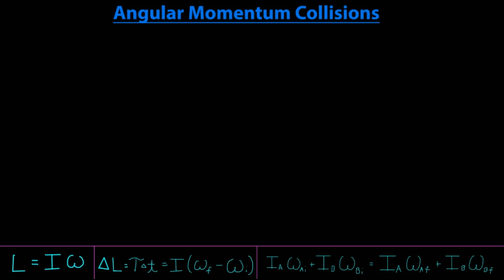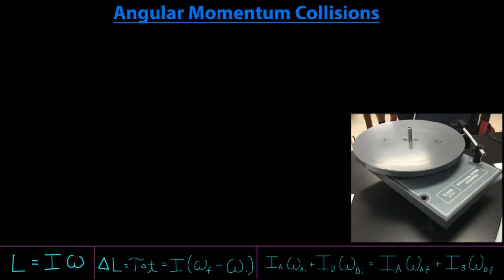Okay, for this problem, we are going to use this device again. It is very simple. It's just a disc with an axle here, and you take the disc and you spin it around. So let me show you a common rotational collision problem.